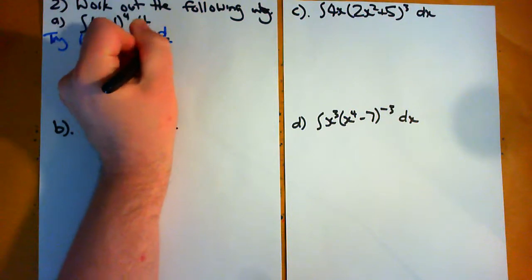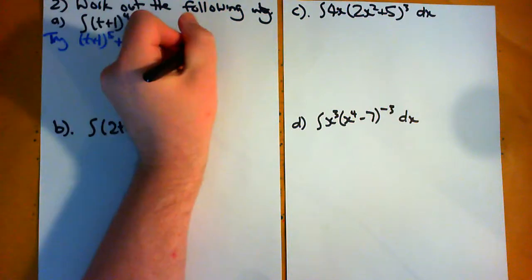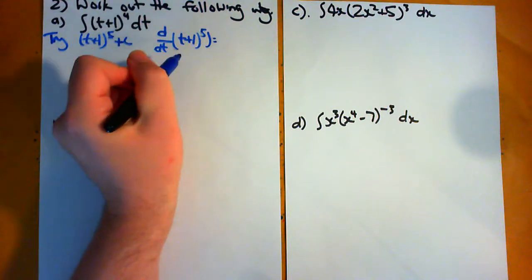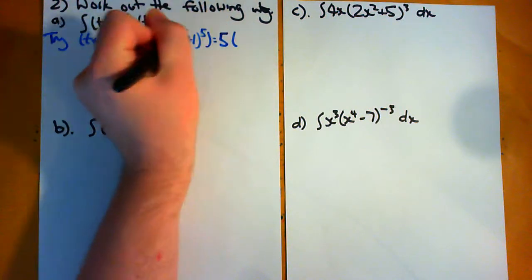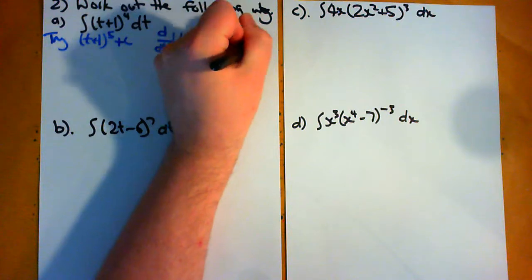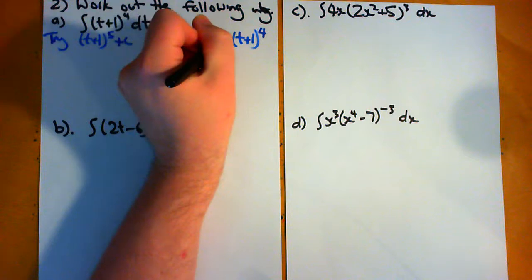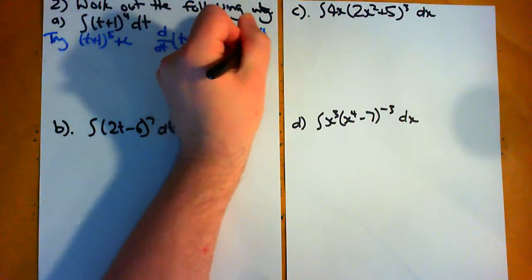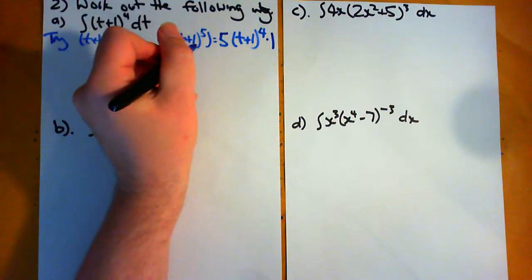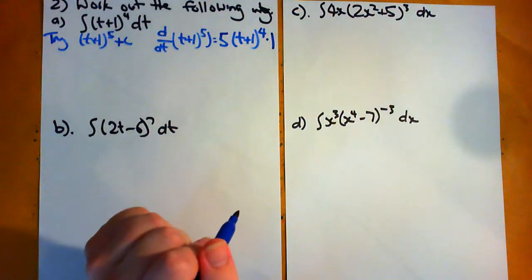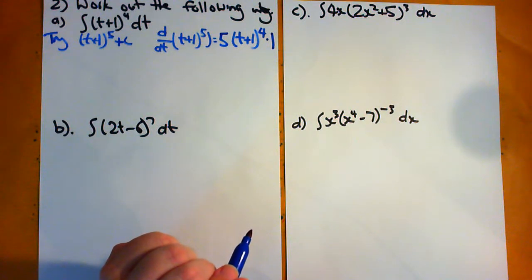Okay, so we're going to differentiate that. So we want to find d by dt of t plus 1 to the power of 5, which is, if we differentiate that by the chain rule, we'll get the 5 coming out the front, multiplied by t plus 1 to the power of 4. As we differentiate, we drop the power by 1, and then times by the derivative of the inside of the bracket, which will give us a times 1 there. So this is going to be 5 times t plus 1 to the power of 4, the derivative of our trial.